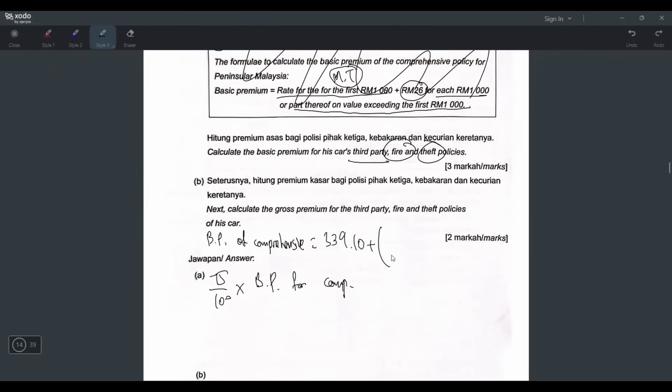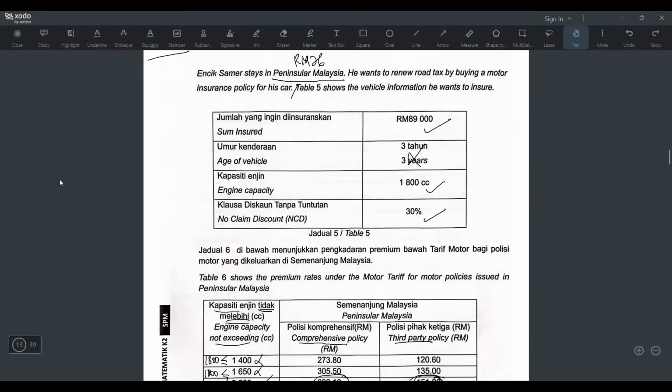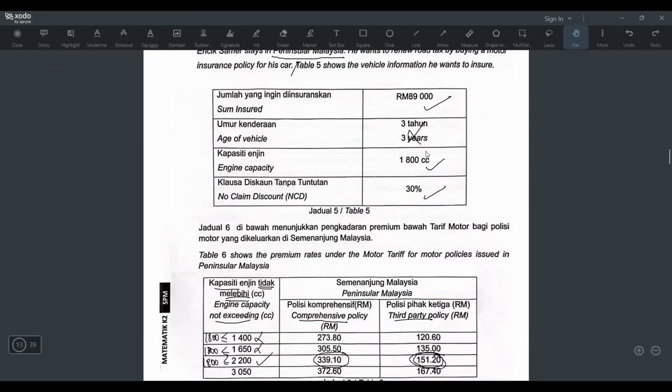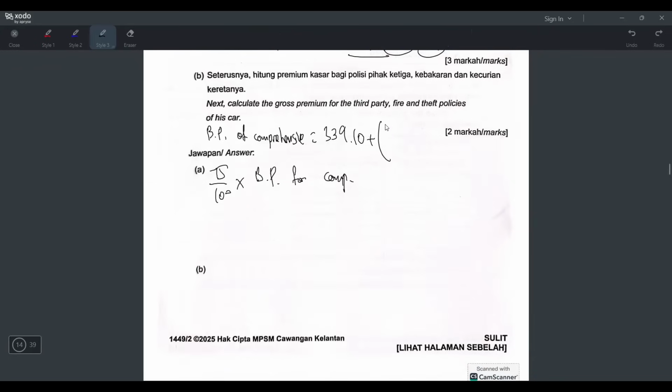339.10 plus with sum insured minus 1,000 divided by 1,000. The sum insured, I remember it was mentioned up here. Yeah, 89,000. So minus 1,000 divided by 1,000. So 88, because minus 1,000 is 88,000 and then divide by 1,000 you get 88 here. Times with 26 because Semenanjung, right? Okay, calculate all this. This will be 88. So press 88 times 26 plus 339.1.